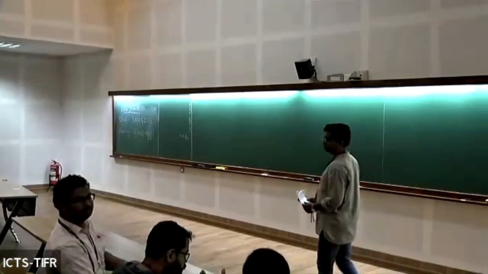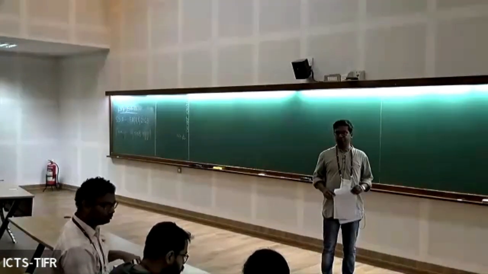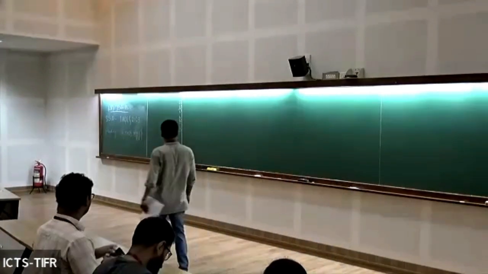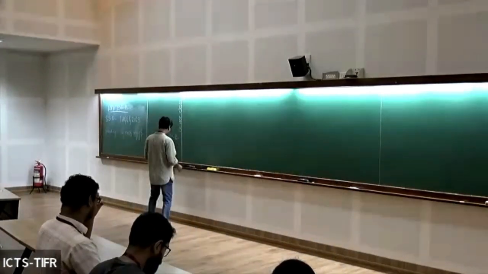Okay, I think I should start. May I start? Okay, great. Okay, welcome everybody. So this is the second lecture, and what we are going to start today is what is called the symplectic structure for field theory.